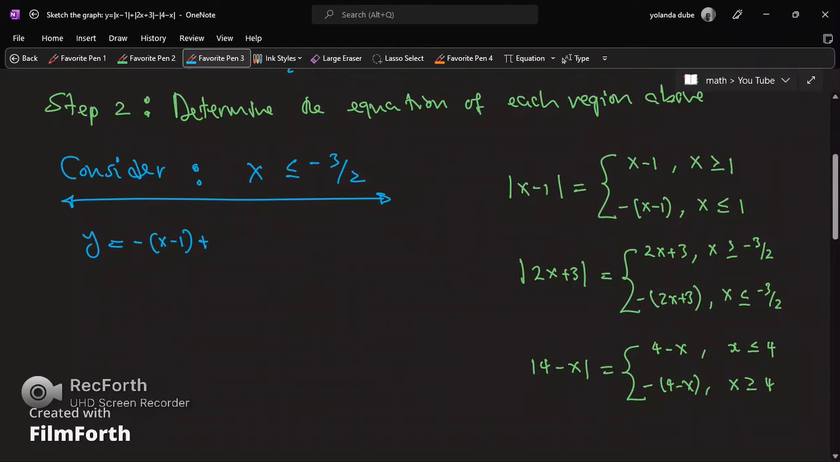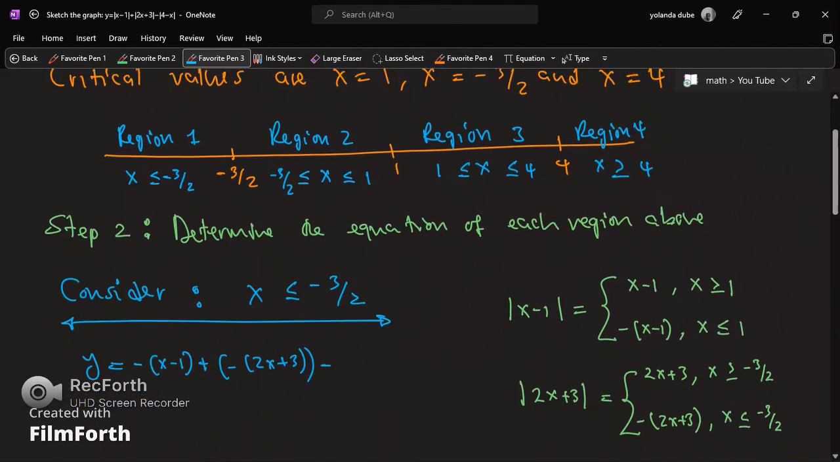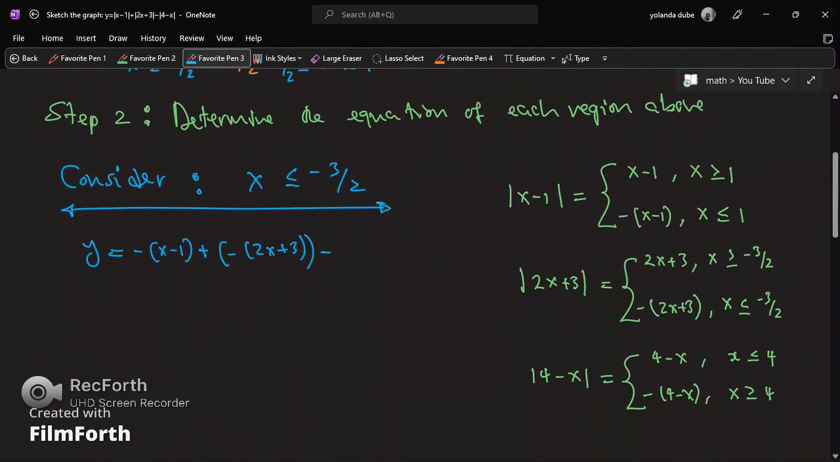So we see 2x plus 3 that is given here. It is negative when x is less than negative 3 over 2. So we see that this function is negative at this instant. So we'll have negative bracket 2x plus 3, like that. Then there is that negative which is there in the function. Then the next thing is 4 minus x.